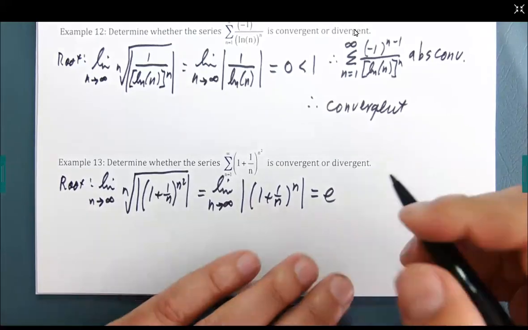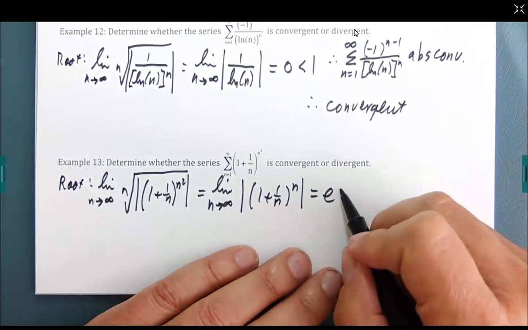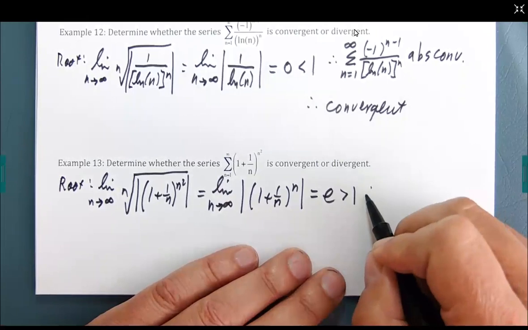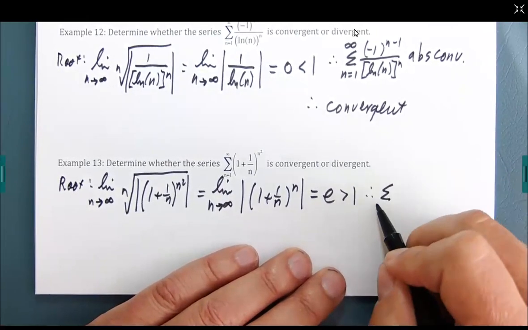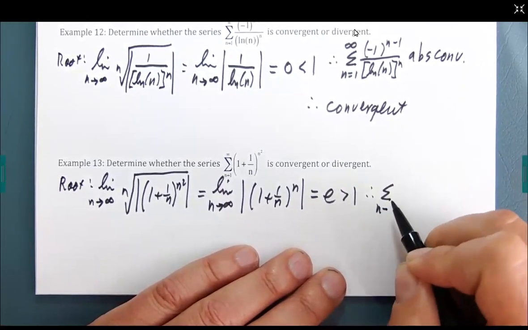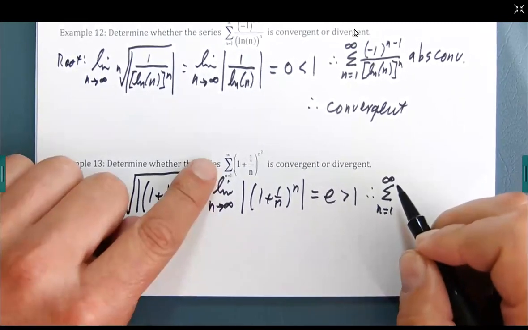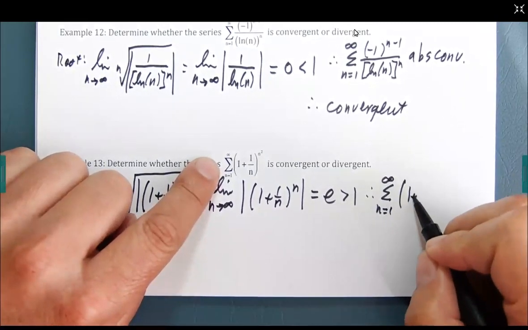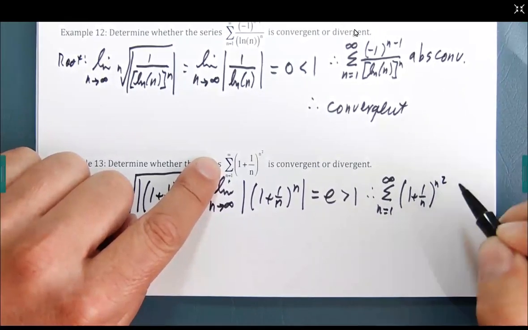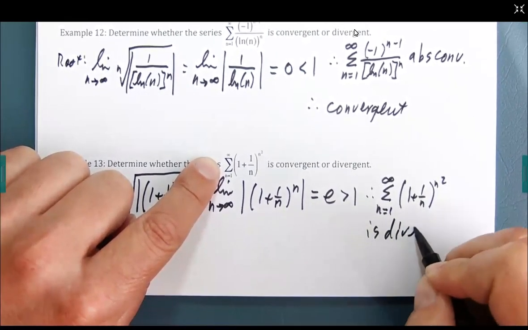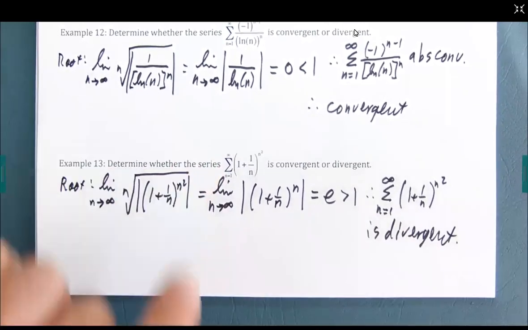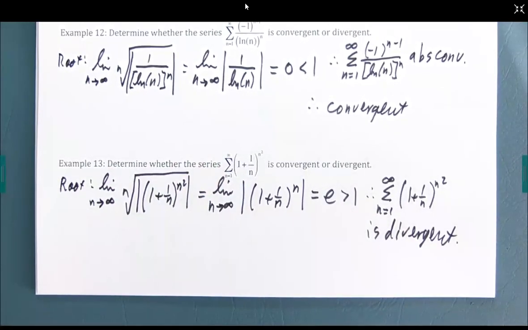And what can we conclude from that? Well, e is 2.7 and change. So e is definitely bigger than 1. And therefore, our overall series here is divergent. Again, we are going to use the ratio test, definitely coming up here. Yep, that is absolute convergence and conditional convergence, the root test, and the ratio test. Thanks.